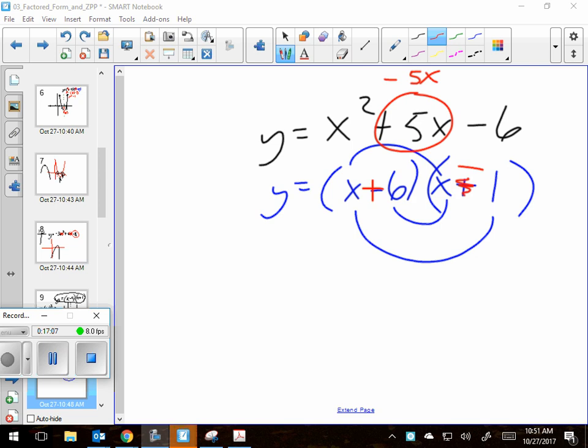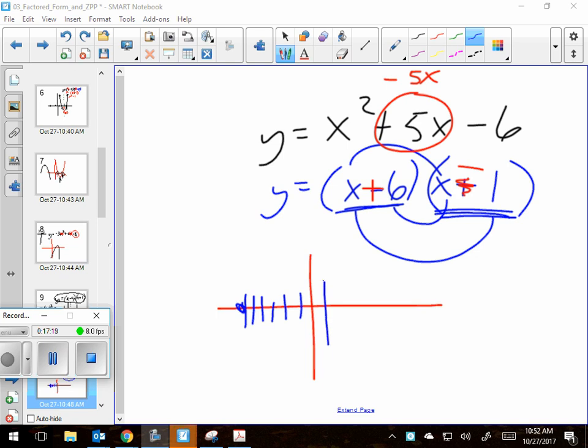Okay, now that's it. So now that I got that, I can tell you that the roots are negative 6, because that makes this part 0, and positive 1. Negative 6, positive 1. Oops, I didn't need such a long hash mark there. So there. I go through this point and this point. Is it a U shape? Yep, there's no negative in front. So it's a U shape.